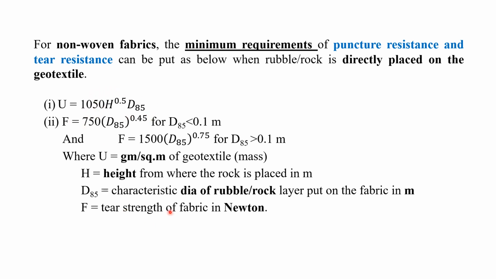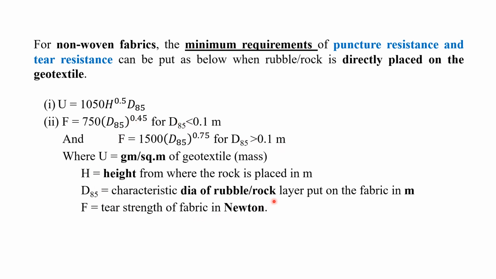So F is the tear strength. For D85 less than 0.1 meter, we have to use this formula. This formula we can use to calculate the puncture resistance and the tear resistance. So the formula is F equal to 750 into D85 to the power 0.45, for D85 less than 0.1 meter. And F is equal to 1500 into D85 to the power 0.75, for D85 greater than or equal to 0.1 meter, we can use this formula.